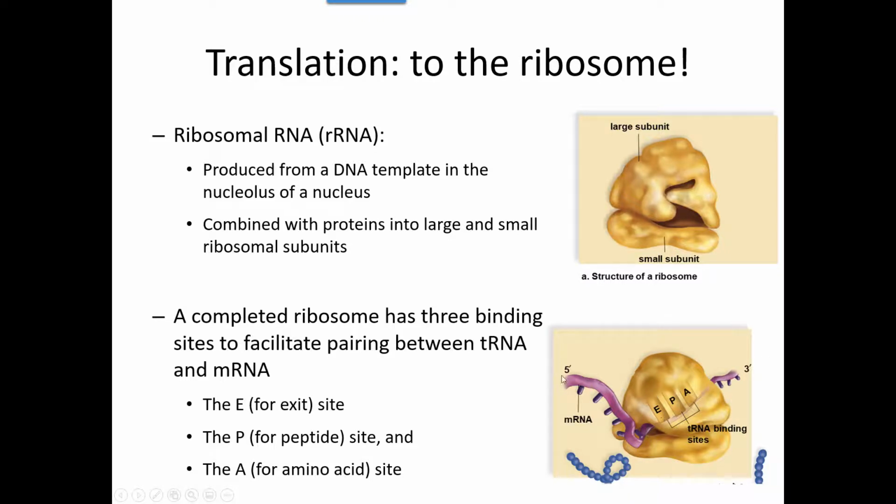I always think of A for protein. It's coming in at the A site. That's where the amino acid is getting read. The P site is for the peptide. That's the bond that's going to put amino acids together. And the E is for the exit because the messenger RNA is going to leave.